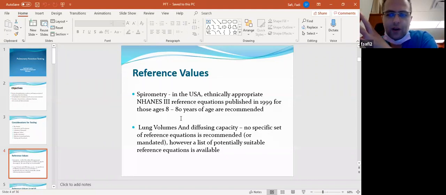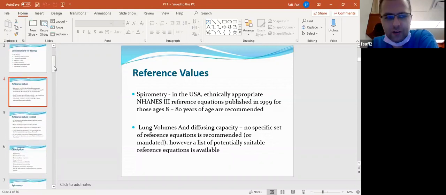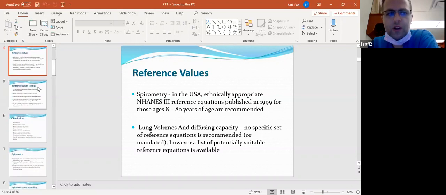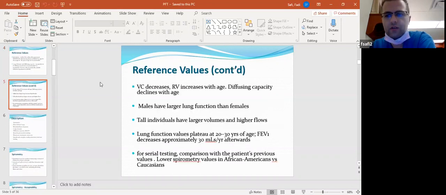So remember, lung volumes are usually related to the height. The taller you are, the larger lung volumes. It doesn't have to do with the weight. It has to do with the predicted body weight. So this is just something important to remember. It's not that obese patients have larger lung volumes. It's tall people that have large lung volumes.